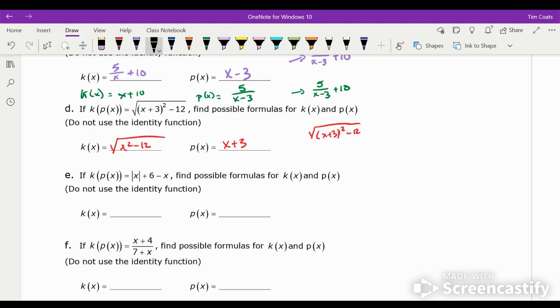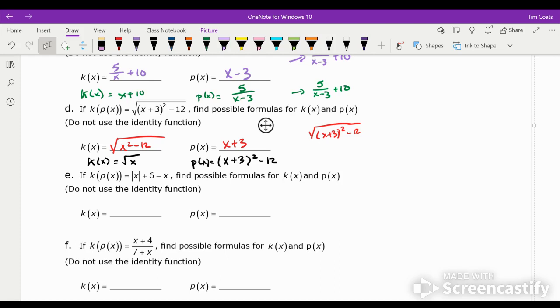So hopefully you found another one. What if we said this time we did x plus 3 squared minus 12 as p of x? That could have left k of x as the square root of x. Now, again, this isn't the only way to do it. There could have been lots of others, but this is one way.